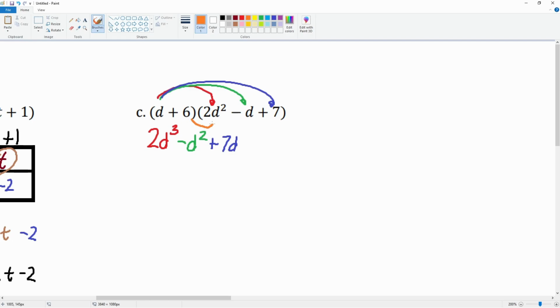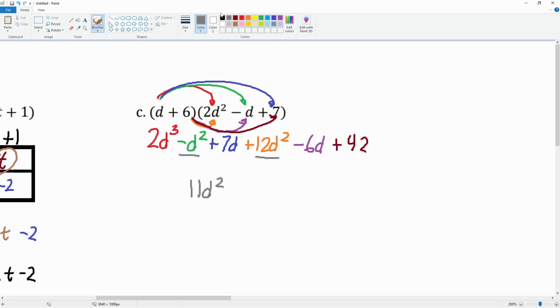You have d times 2d squared becomes 12d squared. 6 times negative d becomes negative 6d. Then you have 6 times 7 becomes, I think, 42. Okay, are there any like terms? Let's see. Yes, this and this are like terms, because they both have d squared. Negative d squared and 12d squared becomes 11d squared.